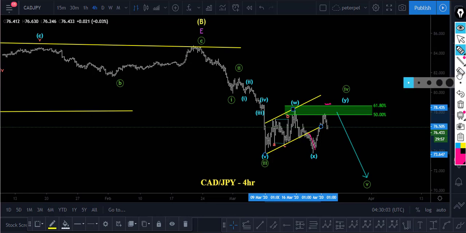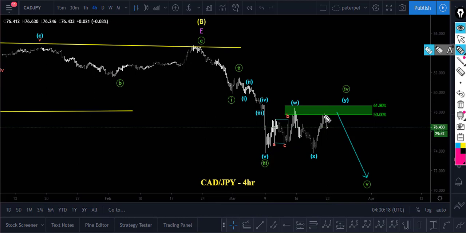So what we are planning to do this week is you wait. The market can still go up into the 61.8 Fibonacci level before it drops down to complete wave 5. Or if this is the end of the Y wave, you get a flat or a corrective move before you sell.